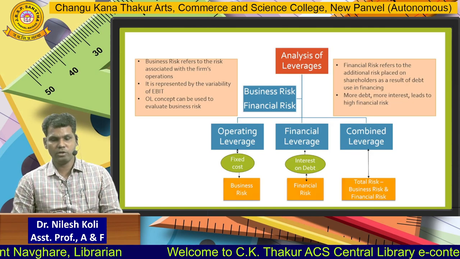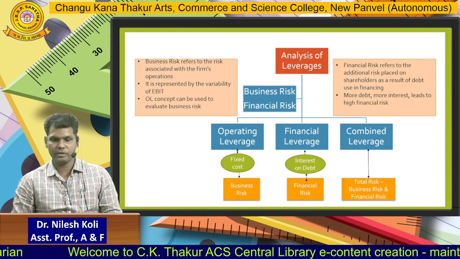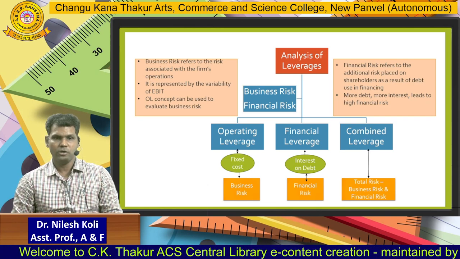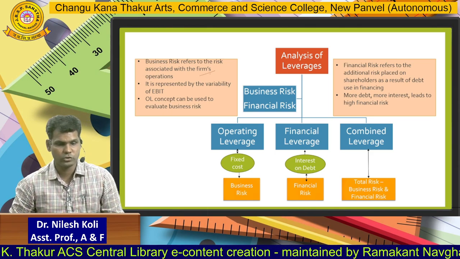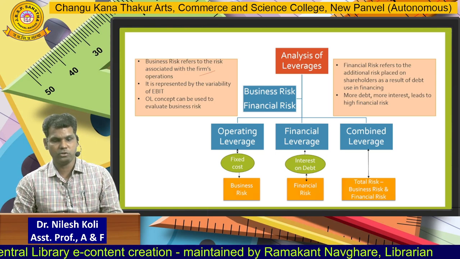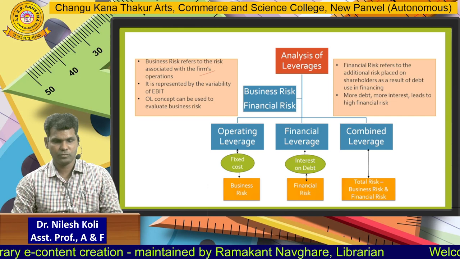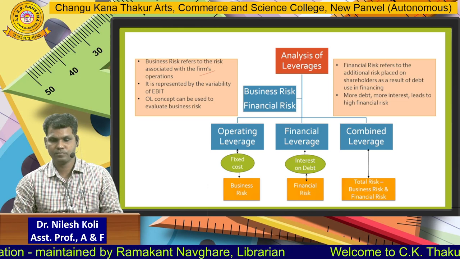In the analysis of leverage, as I told you, the risk has been divided into two parts: one is business risk and the other is financial risk. Business risk refers to the risk associated with the firm's operation. It is represented by the variability of EBIT, that is the earnings before interest and tax. The operating leverage concept can be used to evaluate the business risk.